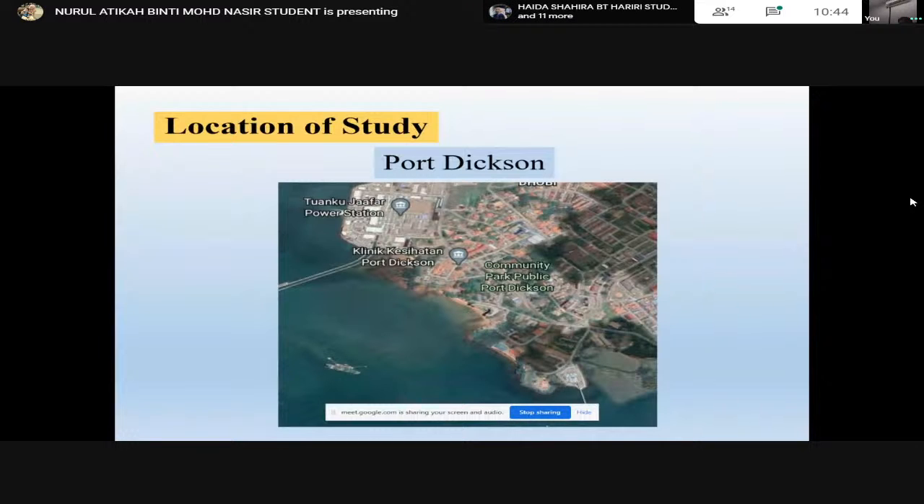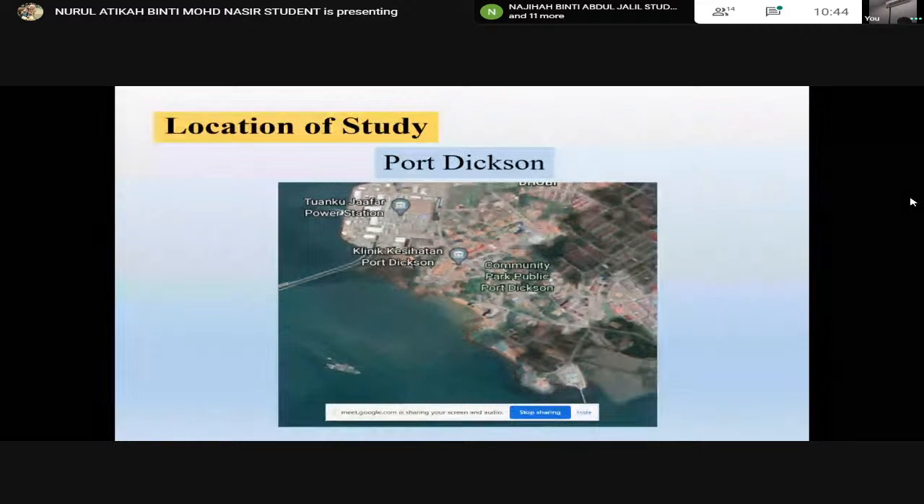It has an area of 140.32 square kilometers. The area is divided into two, namely the operation area of 35.87 square kilometers, while the control area of 104.45 square kilometers. The area of downtown Port Dickson is 395.5 acres.